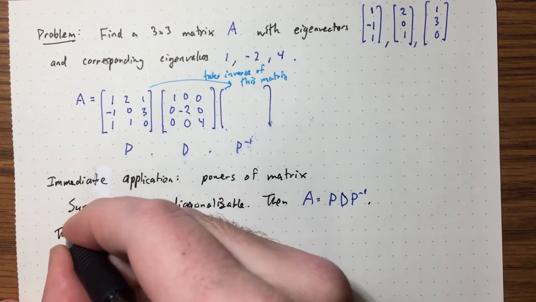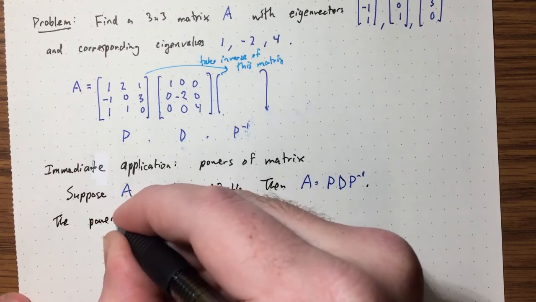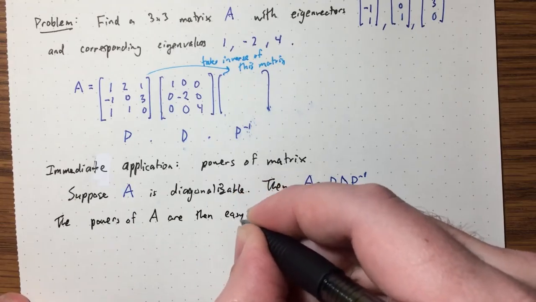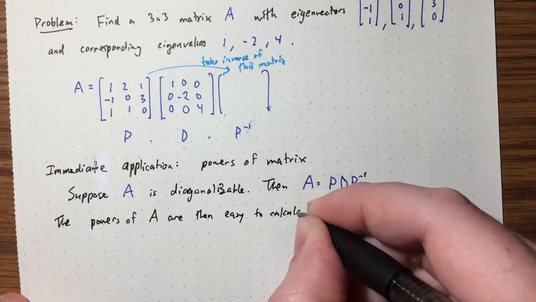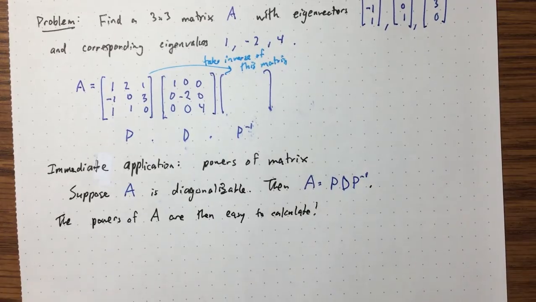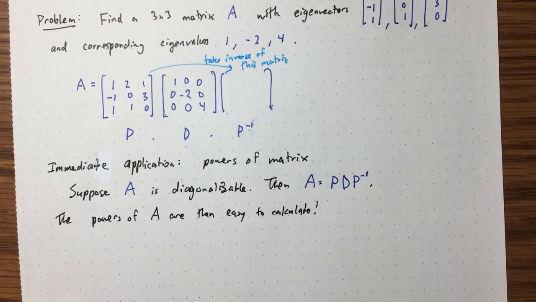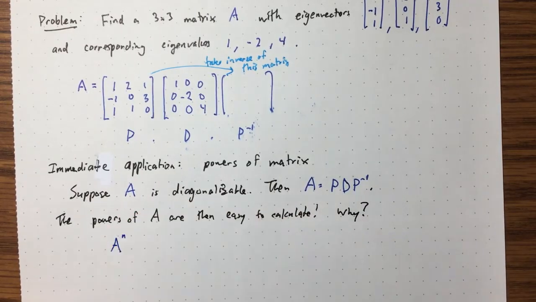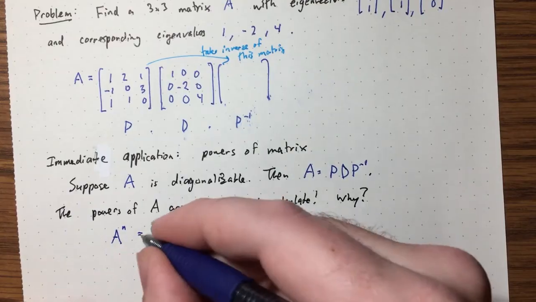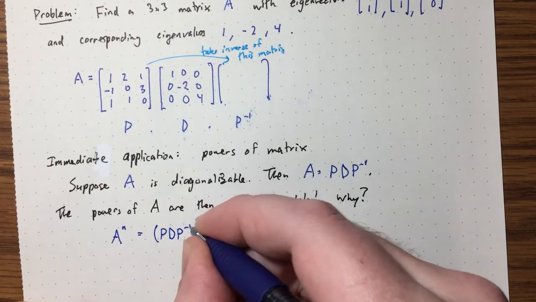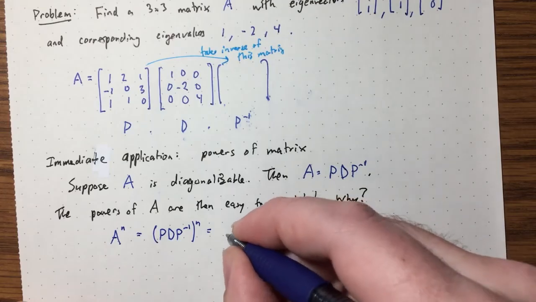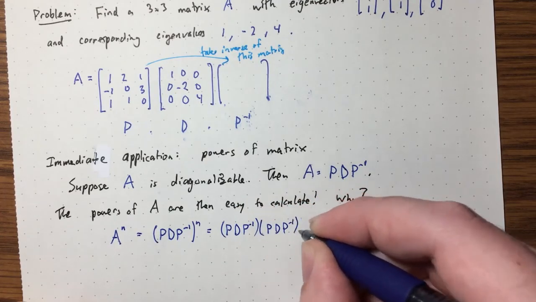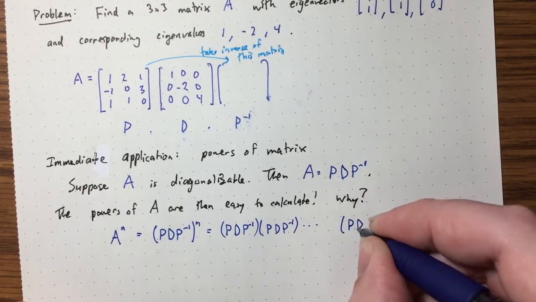Then the powers of A are easy to calculate. And this is so cool. I think you'll like this idea a lot. So why are they easy to calculate? Well, let's say we want to do A to some power n. That's just PDP inverse to the power n, which is PDP inverse times PDP inverse times PDP inverse, n times.